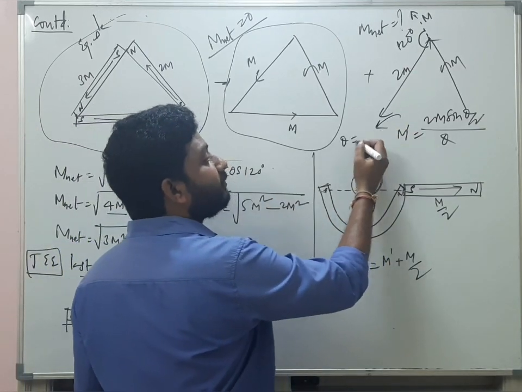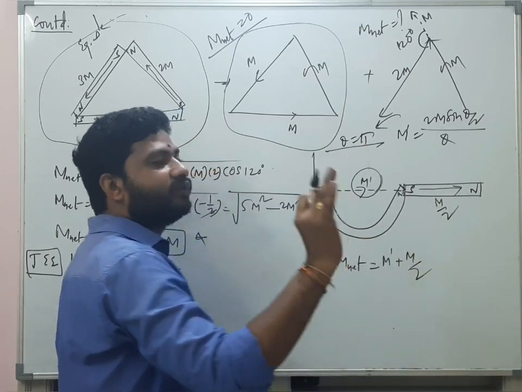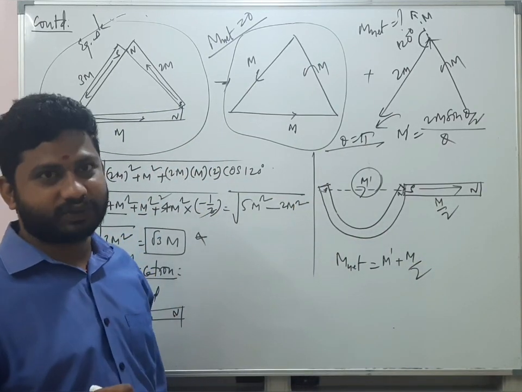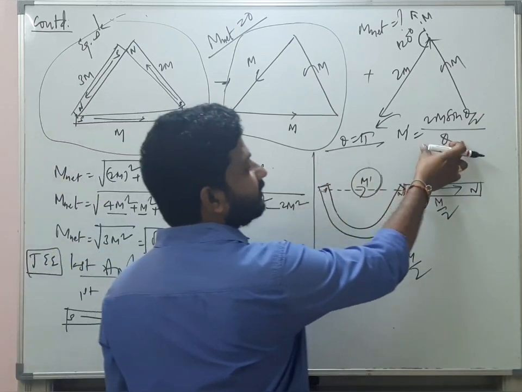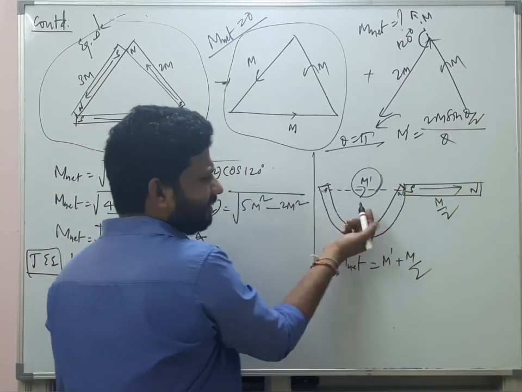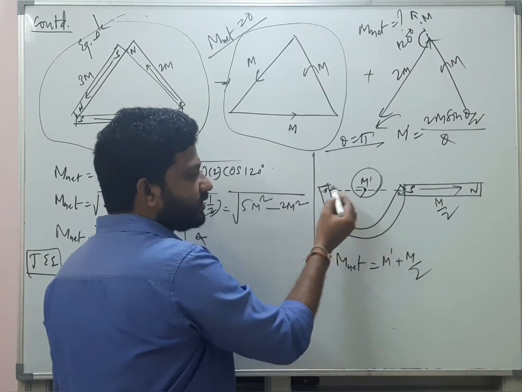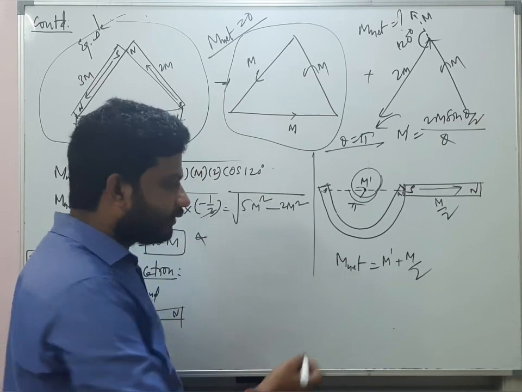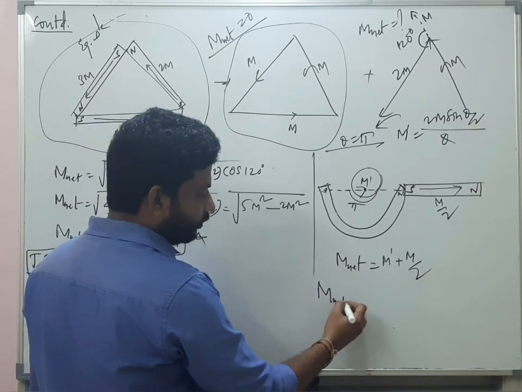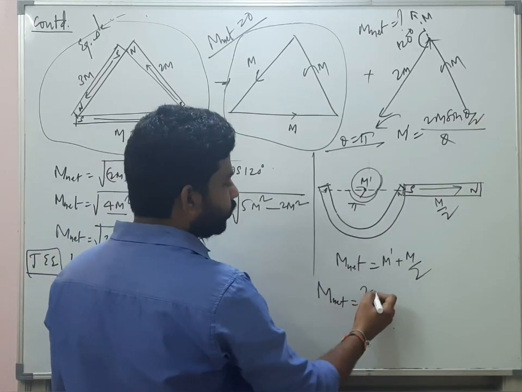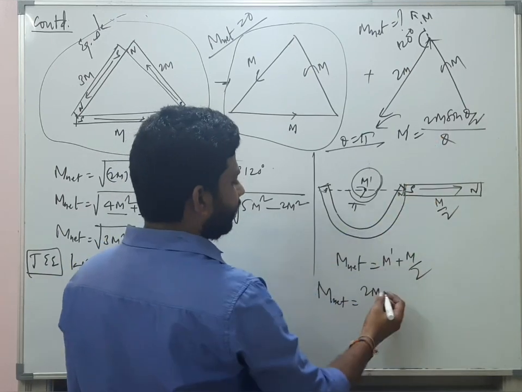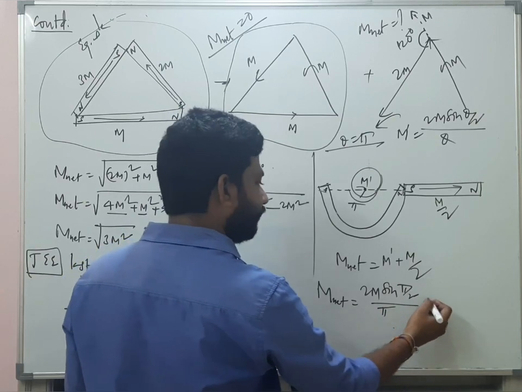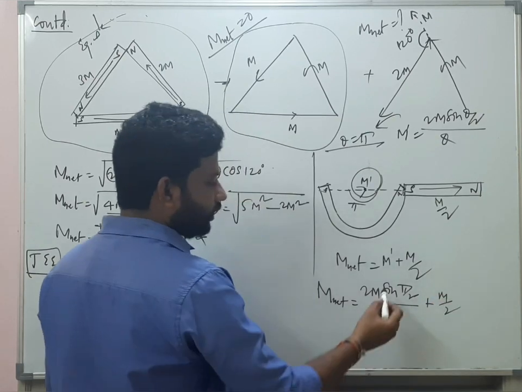I remember we had discussed it with an example of theta is pi. In the exam also, in the assignment also, I have given this question. So when theta is pi, you can substitute theta as pi. The same way here also, what is theta? This is the arc, and the theta value is pi. Now we can write the net magnetic moment: M dash, what is M dash? 2M sine theta by 2, it's sine pi by 2 by pi, plus M by 2.